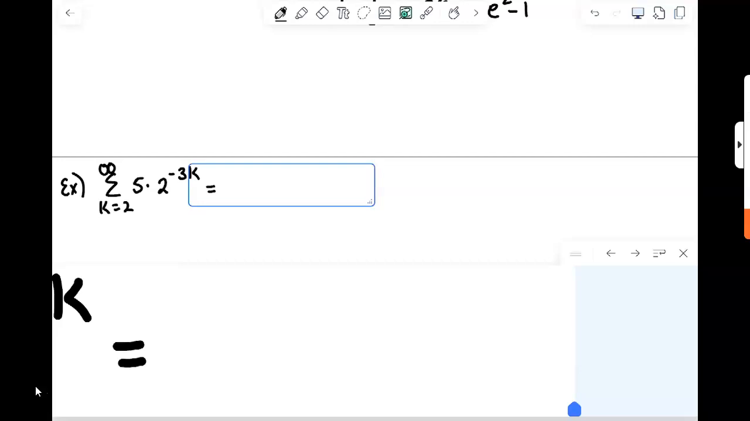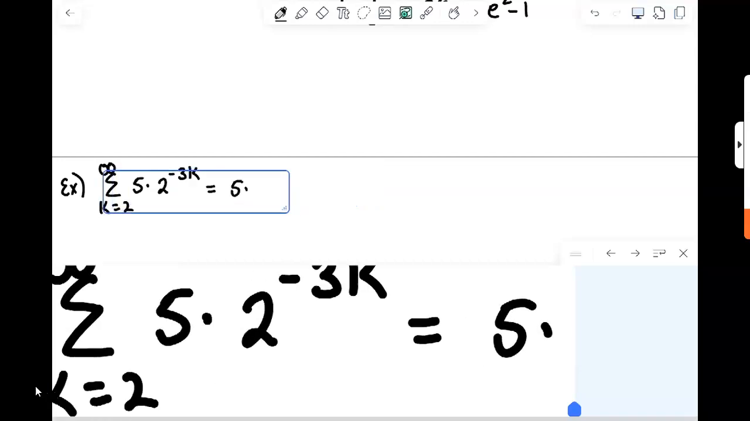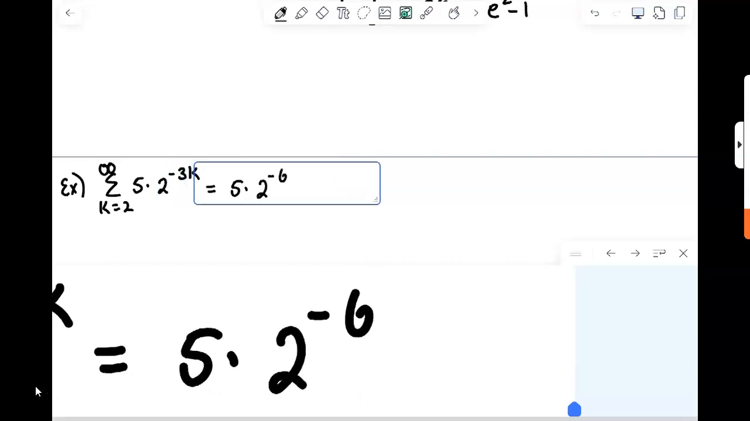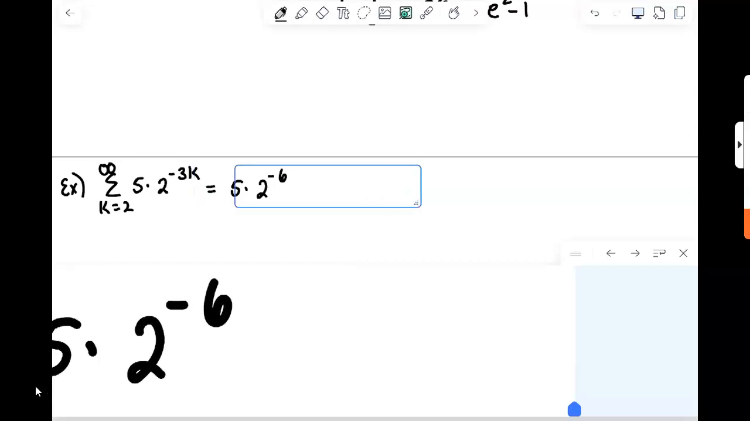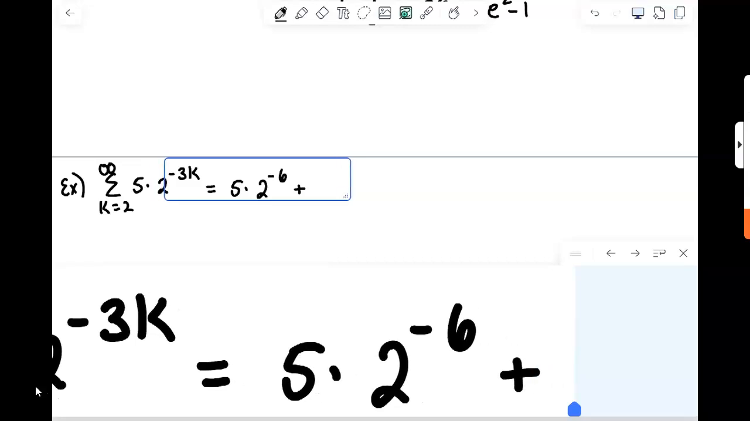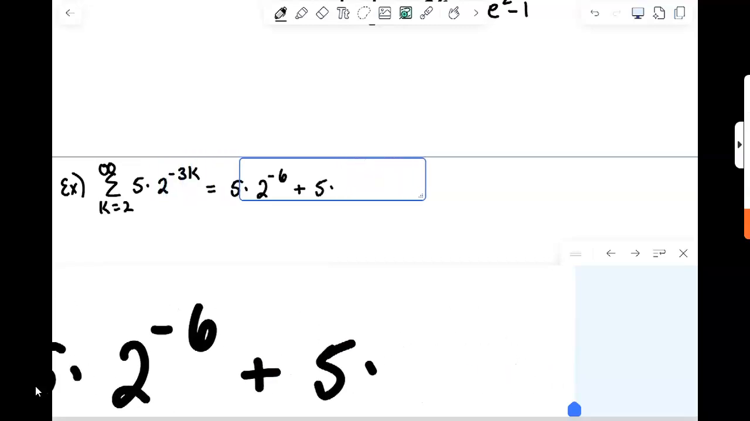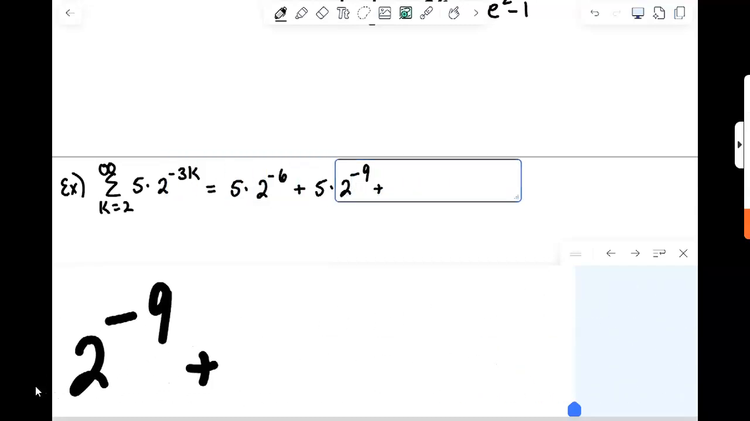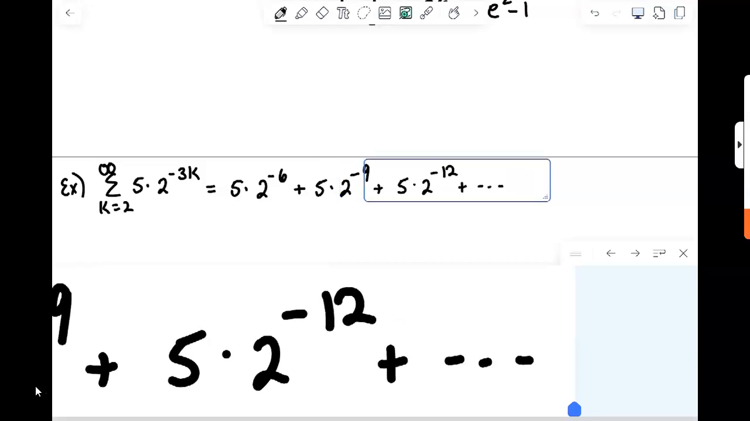So I'm just going to write out my first few terms. So we start with k equals 2, so that would be 5 times 2 to the minus 3 times 2. So that will actually be 2 to the minus 6th power. Keep going. K equals 3, that would be minus 3 times 3. So we're going to have 5 times 2 to the minus 9th power. Keep going. K equals 4. 3 times 4, that would be 5 times 2 to the minus 12th power, and so on and so on.